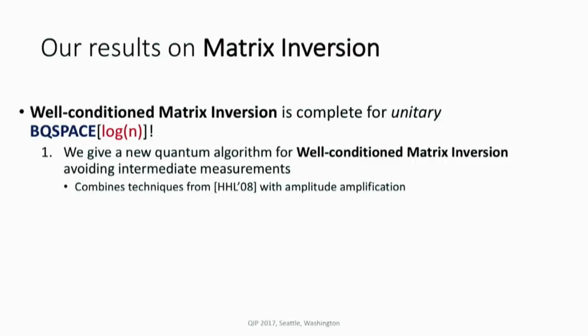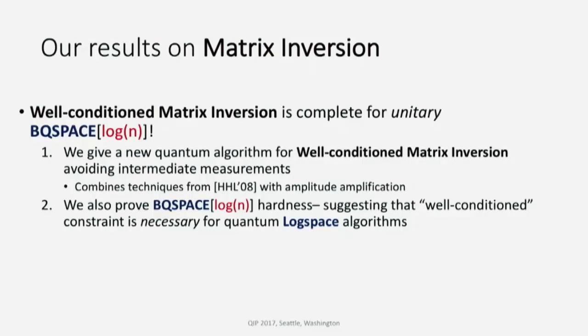So the first result is that we give a new quantum algorithm for well-conditioned matrix inversion that avoids intermediate measurements. So this is a step up from Ta-Shma, who needs intermediate measurement in his circuit. But we don't only prove the algorithm, that's the upper bound, we also prove the lower bound. We show that this is the hardest problem that can be solved in unitary quantum space logarithmic in n. So I think this suggests that this well-conditioned constraint, which before was somewhat mysterious, is actually necessary for quantum log space algorithms.